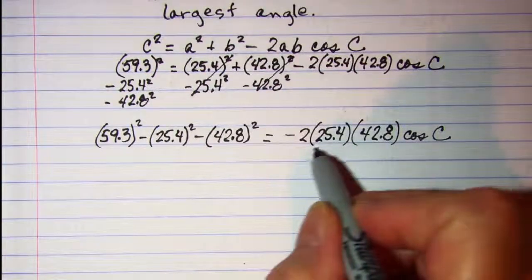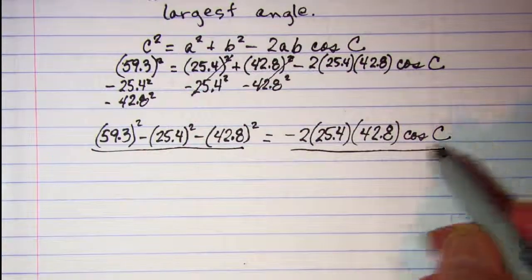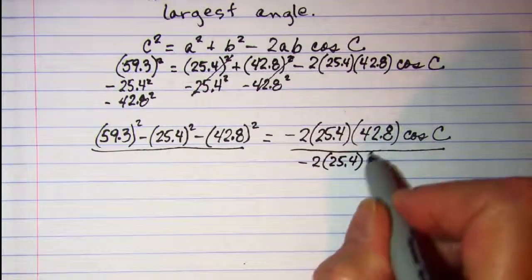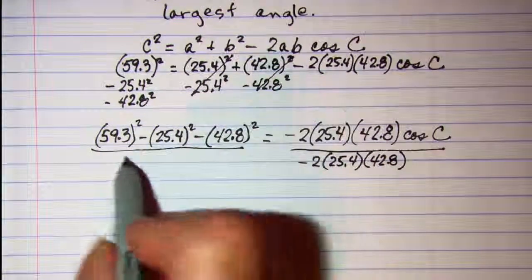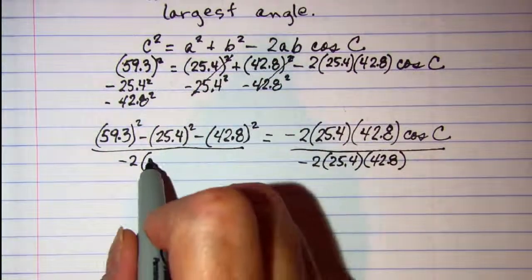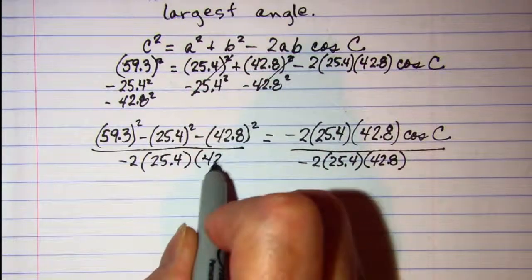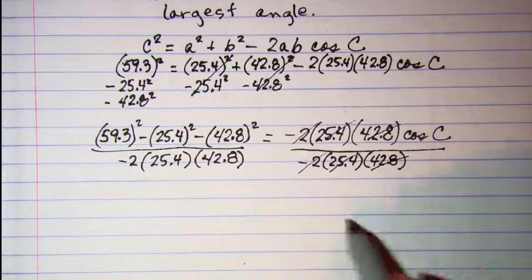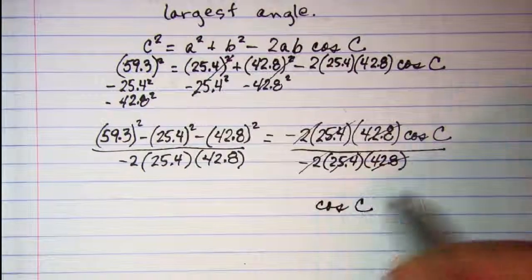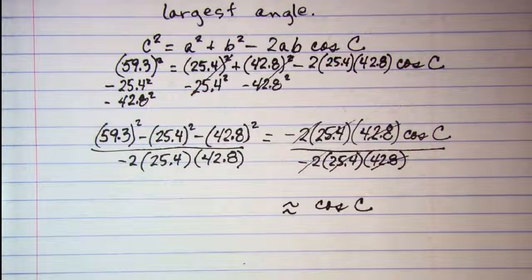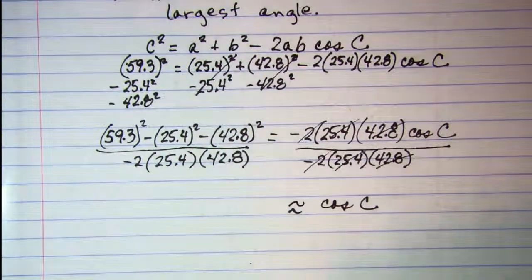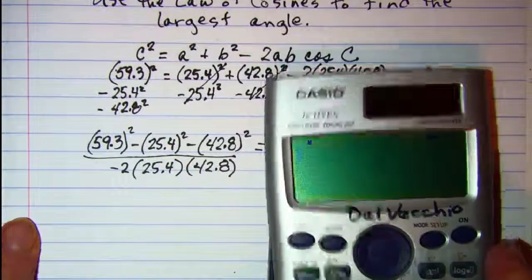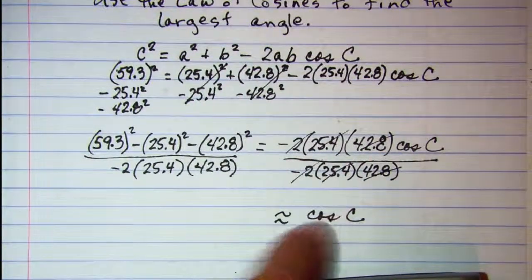And then to get cosine C by itself, I'm going to divide both sides by the product of these three factors. So negative 2, 25.4, 42.8. And over here as well. So these factors cancel. And I have cosine C on the right side. And then I'm ready to put this in my calculator. Make sure we're in degrees. That won't affect anything until I do my inverse cosine.